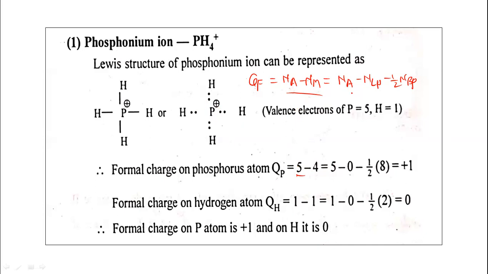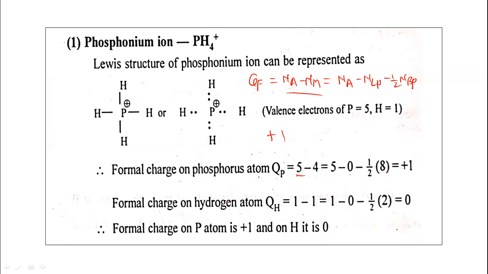Or we can calculate in this way also. Na is equal to 5, the number of valence electrons in the phosphorus atom. Number of lone pair electrons: now there is no lone pair electron, all the electrons are bonding pair electrons. And minus 1 by 2 of the number of bonding pair electrons, this 2 plus 2 plus 2 plus 2, 8. So this is 4. 5 minus 4 equals plus 1. So in this way we can calculate the formal charge on the phosphorus, it is plus 1.